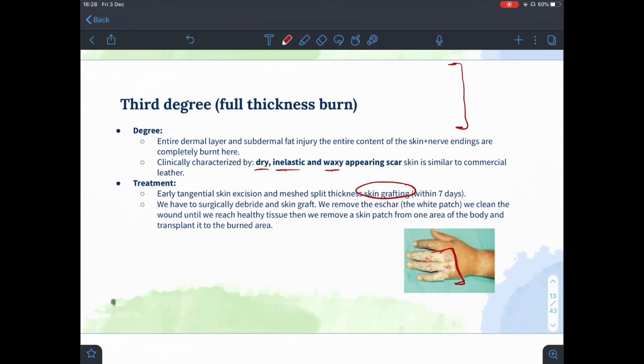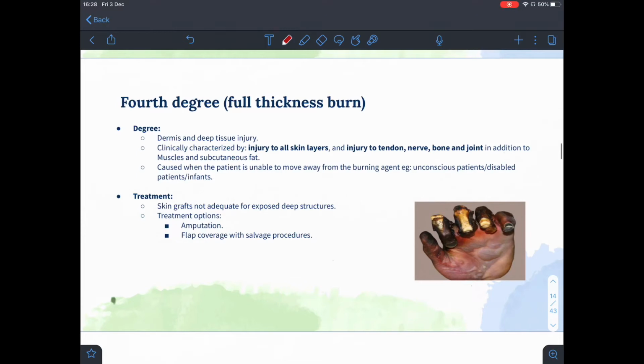Okay. Then fourth degree burns, which are full thickness burns, the dermis and deep tissue injury. So تعدت السكن وصلت إلى injury to all skin layers، وصلت الانجري إلى tendon, nerve, bone and joints. كمان المسلز والسبكتينيوس فات، فتعدت كل شيء. غالبا تكون سبب إن البيشنت was unable to move away from the burning agent. مثلا يكون disabled person، يكون unconscious، يكون infant. فالتريتمنت هنا is skin graft ما حتكفي، فيا إما amputation يا إما flap coverage with salvage procedures.